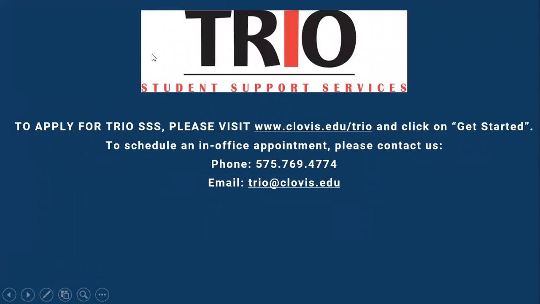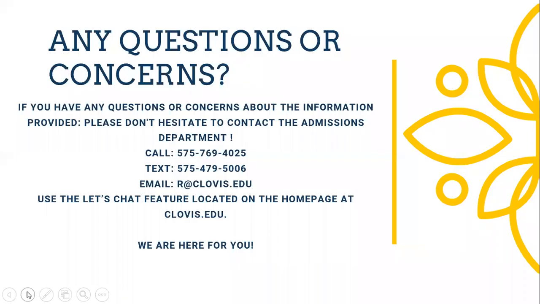If you have any information or would like to see if you qualify, visit www.clovis.edu/TRIO and click Get Started. To schedule an in-office appointment, please contact 575-769-4774 or trio@clovis.edu. You can email them to see if you qualify for this program. If you have any questions or concerns about any of the information that we talked about today and other things, please reach out to us.